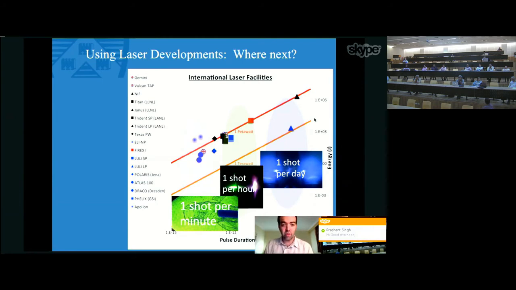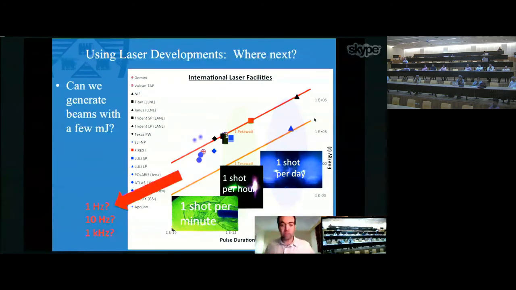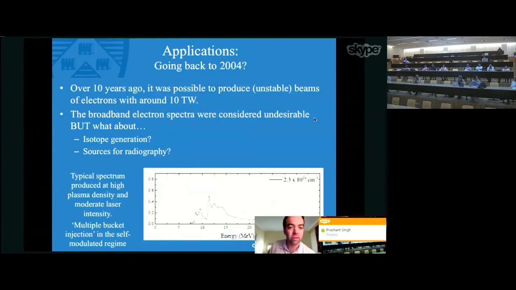In actual fact, what I'd like to see is to utilize new laser developments such as DiPOLE and try and push this intensity graph down to lower energy, higher pulse repetition rate. And the question is, can we do anything with a few millijoules if we can do this at 1, 10, or a kilohertz? And this means going back to my old thesis data from getting on to 15 years ago now.